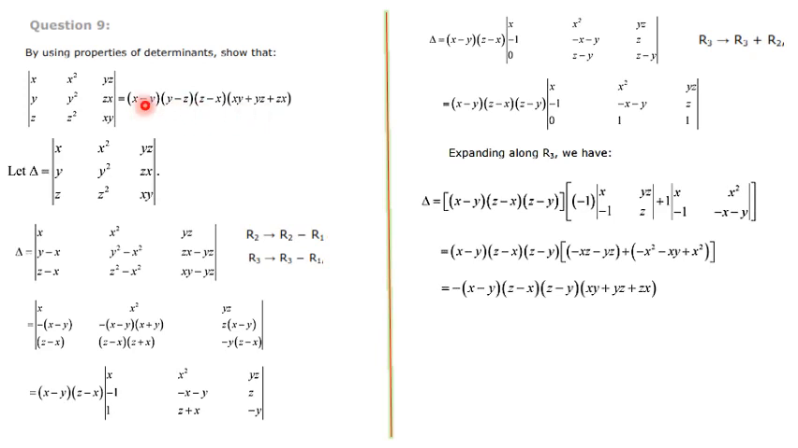So now look, compare with your right hand side, x minus y is there, z minus x is there, z minus y only we have, but here it is y minus z. So just take one minus from here, z minus y becomes y minus z, that minus and this minus becomes plus. So finally we have got the answer, x minus y into y minus z into z minus x into xy plus yz plus zx. So hence the proof.